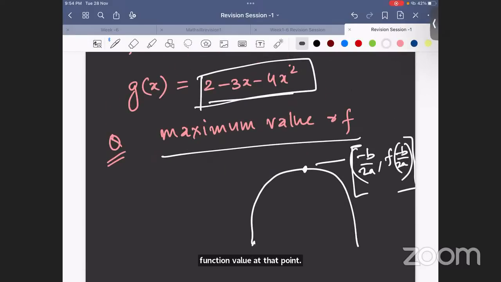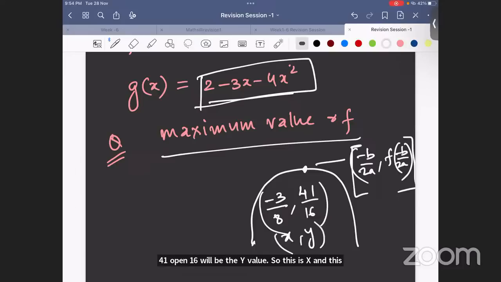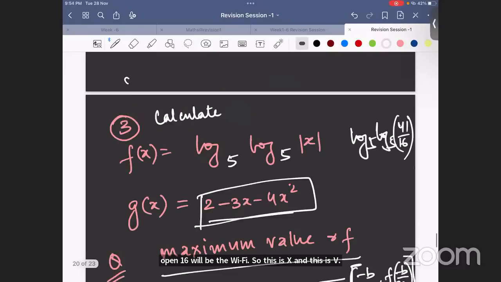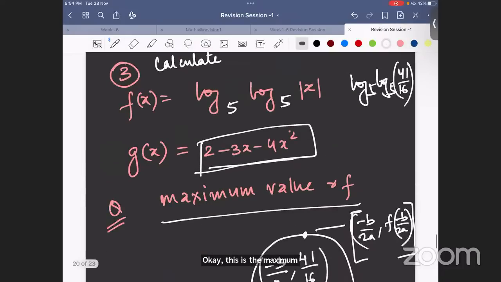-3/16 or -3/8? -3/8, sorry, -3/8. 41/16 will be the y value. So this is x and this is y. Okay, this is the maximum value. But earlier the base was 3/8, so it was less than 1. That means that was a decreasing function. Okay, for a decreasing function, you have to get the maximum value.